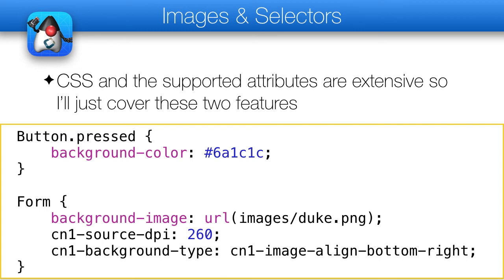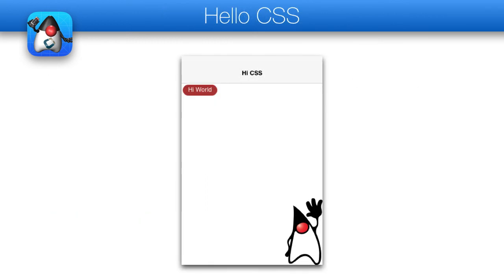Anyway, the background type essentially says we want to align the image to the bottom right, and that's again Codename One specific style in CSS. You can do anything. You can tile, all of the things that you can do in the designer, you can do through the CSS here. And that's really nice. And this essentially places Duke at the bottom right corner of the form like this.